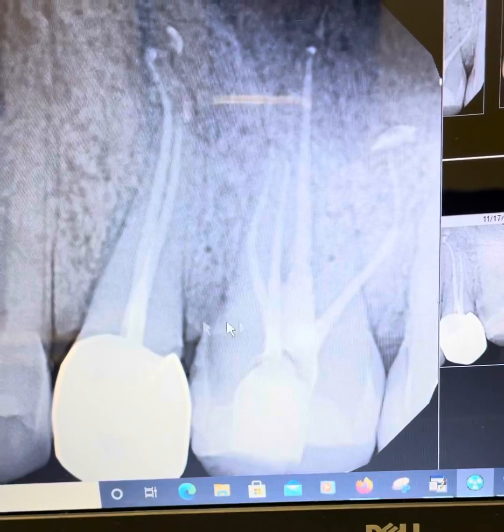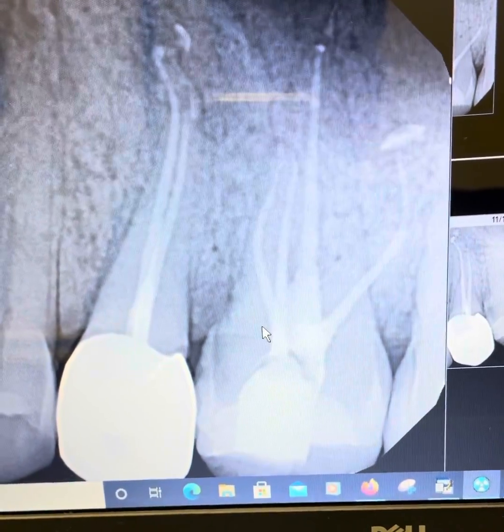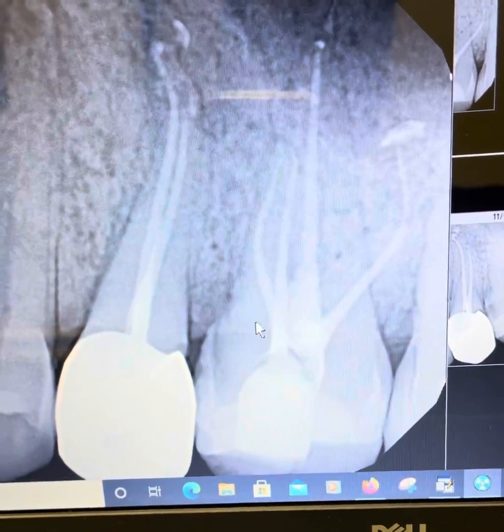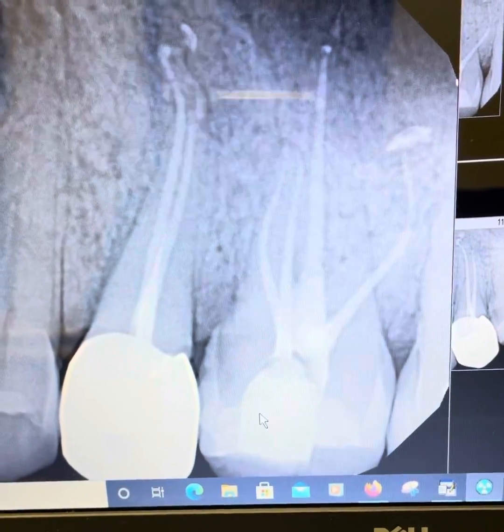So we're able to take care of this gentleman, and he was very happy. So he's going to go back to see his dentist and get these teeth restored.